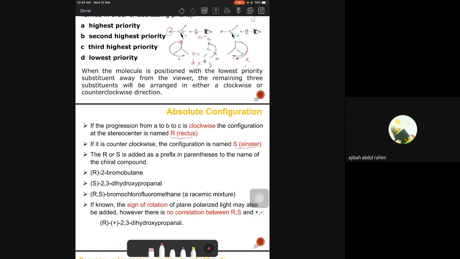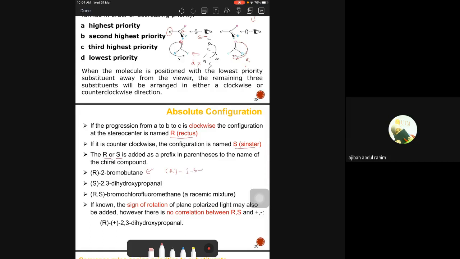So the R and S will be added as a prefix to the chiral compound. For example, it will be written something like this: (R)-2-bromobutane. So the R and S will be written in brackets, and it will be placed first. You have to write it first, whether it is an R or S, then a dash followed with whatever the original name is without the stereochemistry. Let's say it is 2-bromobutane, so you just write 2-bromobutane.